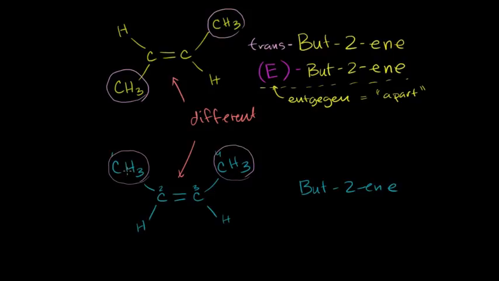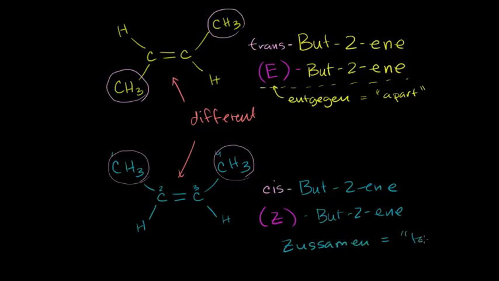Now, in this situation where our functional groups are on the same side, you could call this cis-butene. Cis, I believe, comes from the Latin for together. Or you could call it Z-butene. And you could imagine this Z comes from the German for together, and it stands for zusammen. Zusammen, which is German for together.